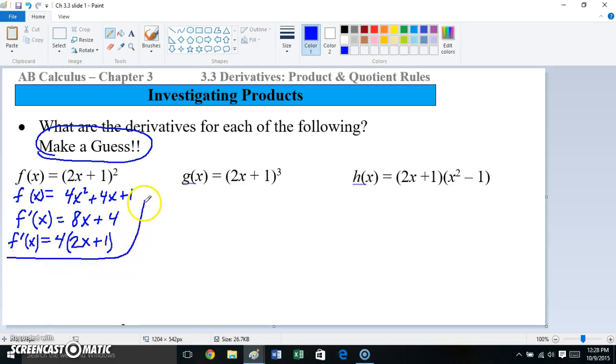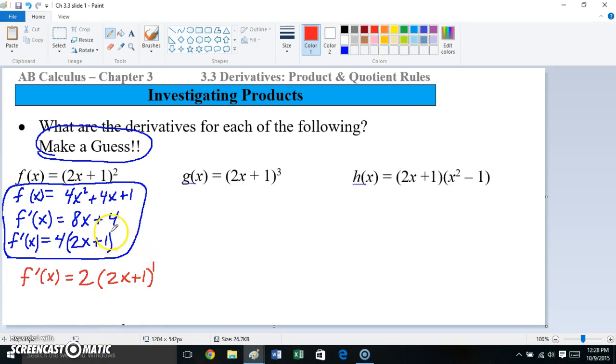Okay, so that's kind of doing it a longer way. There's a shorter way that we will learn. All right, let's take a look back at the function f of x is (2x + 1) squared. And let's think about what the power rule would say. The power rule would say, okay, I get to bring that exponent down in front and decrease the power by 1.